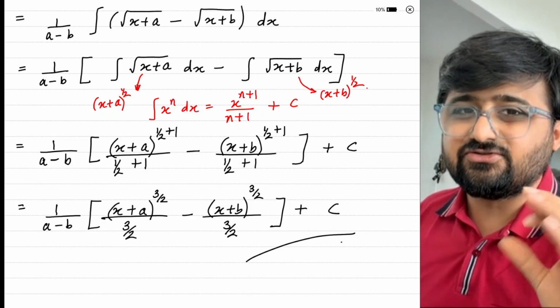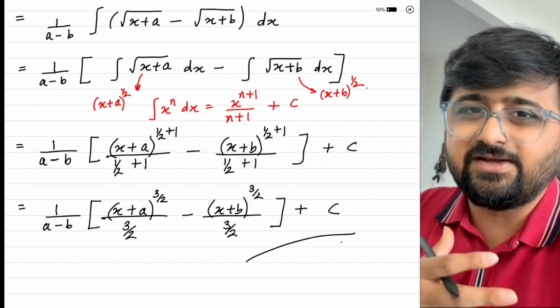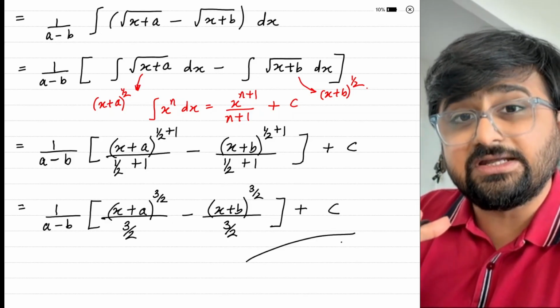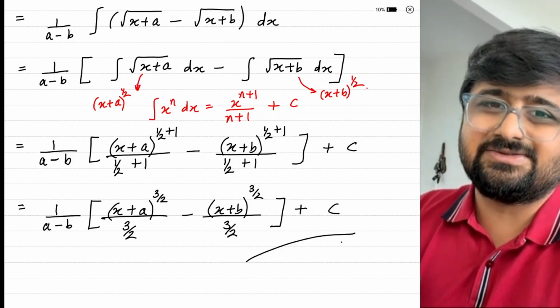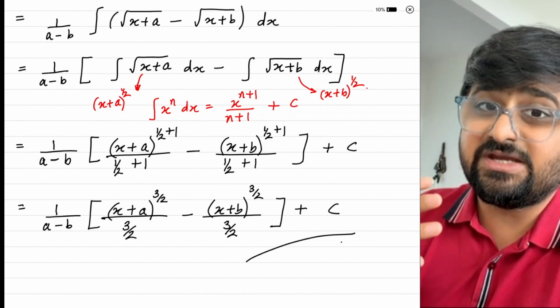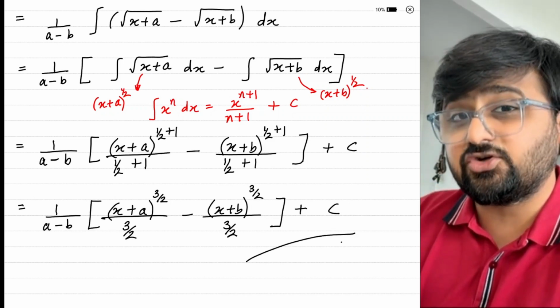How easy was it to solve such square roots inside of the integral? Remember, whenever you see a square root inside of an integral, you have to rationalize that square root. And by rationalizing, what we mean is we have to multiply and divide by the conjugate.